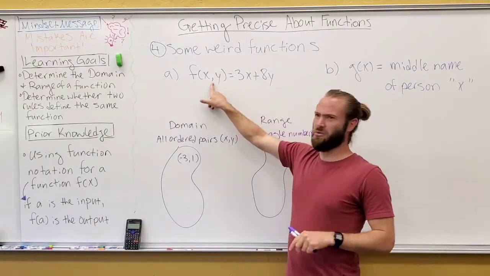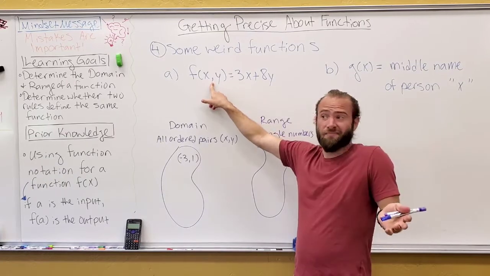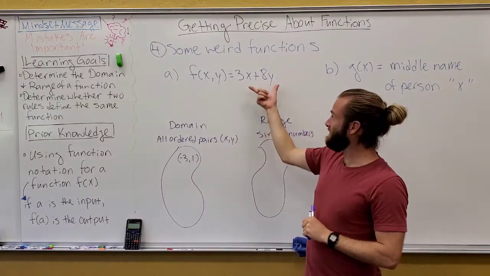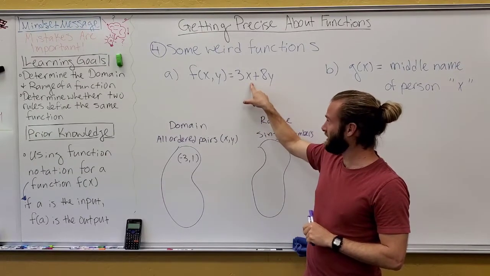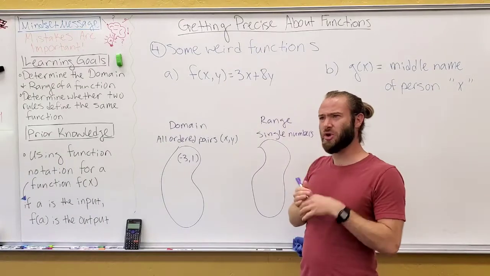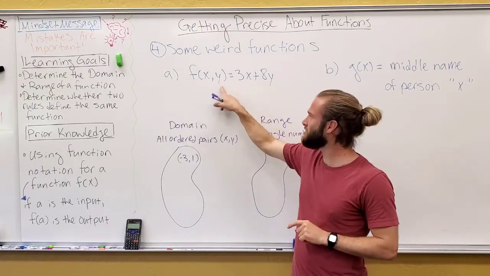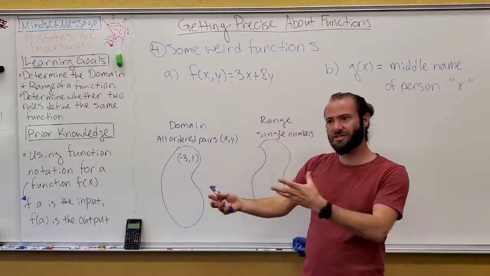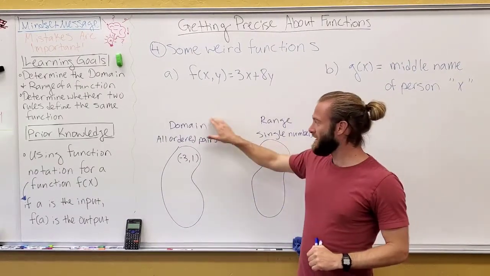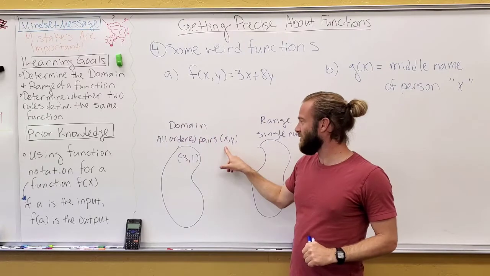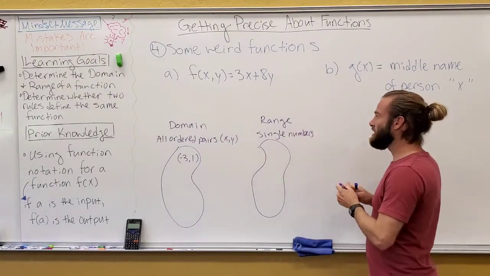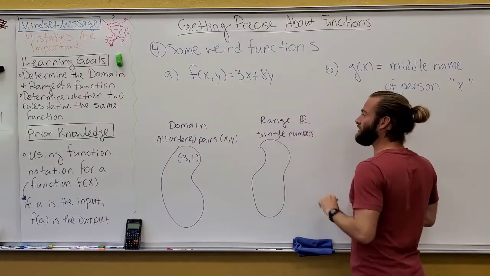F of x, y. Wait a minute, 2 inputs. Yeah, this actually takes coordinate pairs as inputs. And then the output is calculated by 3x plus 8y. So that spits out just one number, because whatever these 2 numbers are, when you do this calculation, it puts them together into just one single number. So our domain is all ordered pairs x, y, but our range is just single numbers. And in this case, this would be all real numbers.